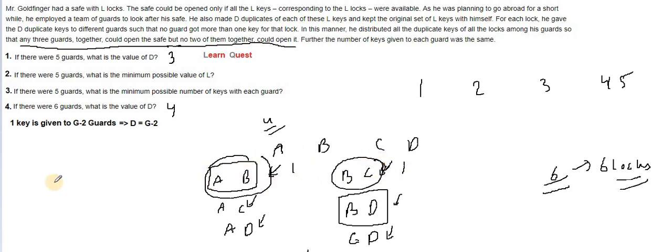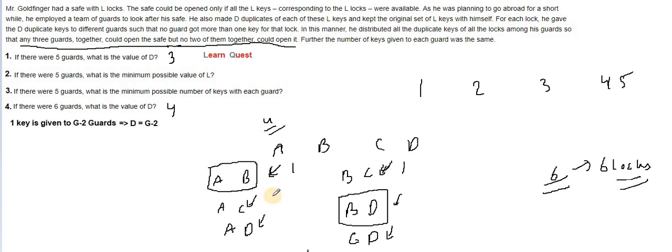In this case, if I combine A, B and C, that will make a group of 3, ABC. If they are both lacking key number 1, then how will they be able to open the lock? That wouldn't be possible, right? So this point that any 3 guards together can open the lock differentiates with the fact that there will be different keys that each group will be lacking.